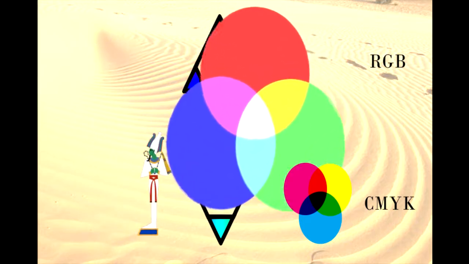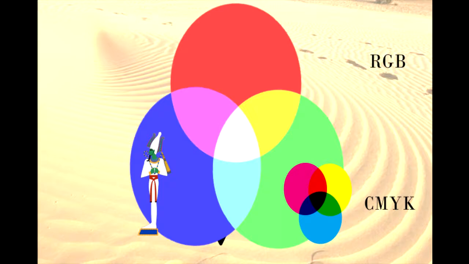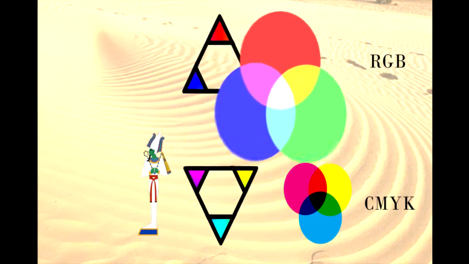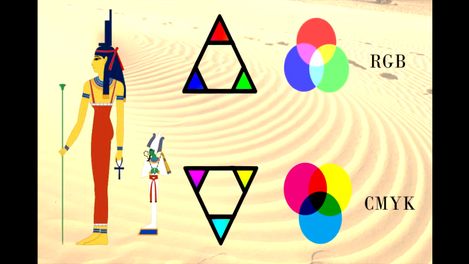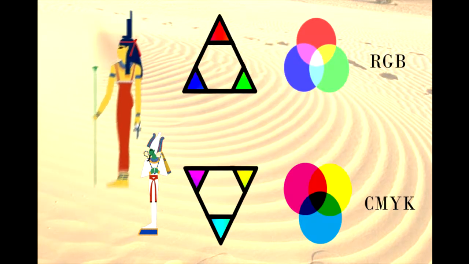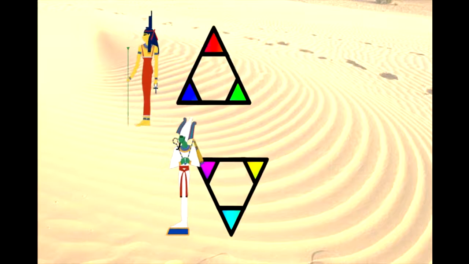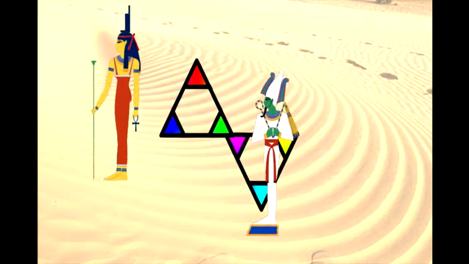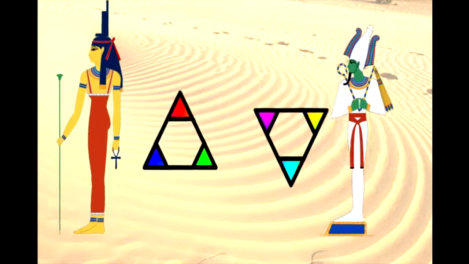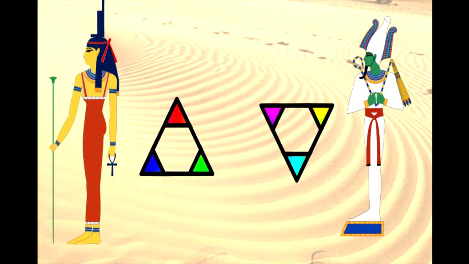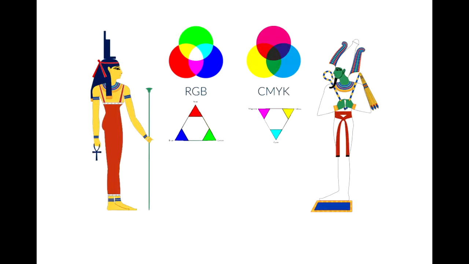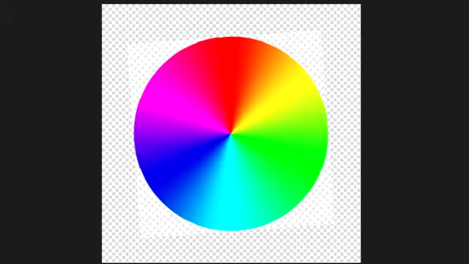Then take a look at the RGB triangle. In the center you see the white triangle. That stands for Isis, Queen of the Daylight. Now we see that Osiris is the down pointing triangle and Isis the up pointing triangle. So that is the code of the parasitic system. But what about our system? Let's check it out.